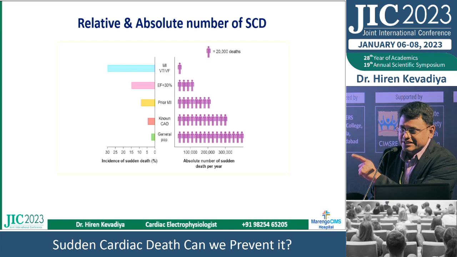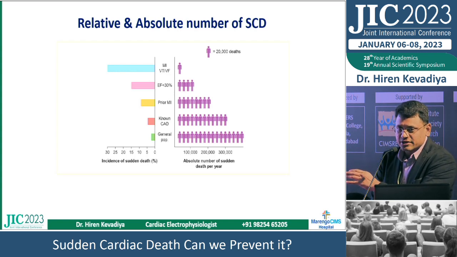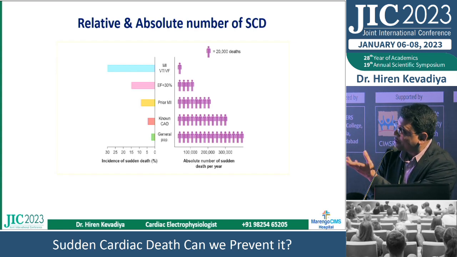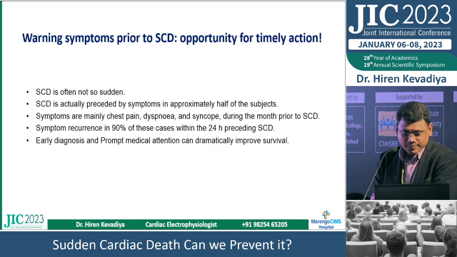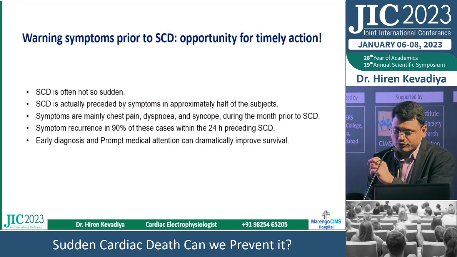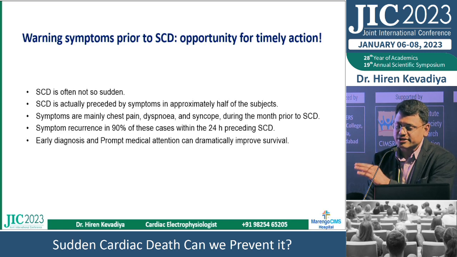So according to this slide, a huge absolute number of people are dying because of sudden cardiac death. They are actually from the general population. They are not a diagnosed case of MI or LV dysfunction. So we need to identify those people who are moving around as a general person, do not have any problem, but have the highest absolute number of sudden cardiac deaths. So this is a very important slide, like warning symptoms prior to sudden cardiac death.